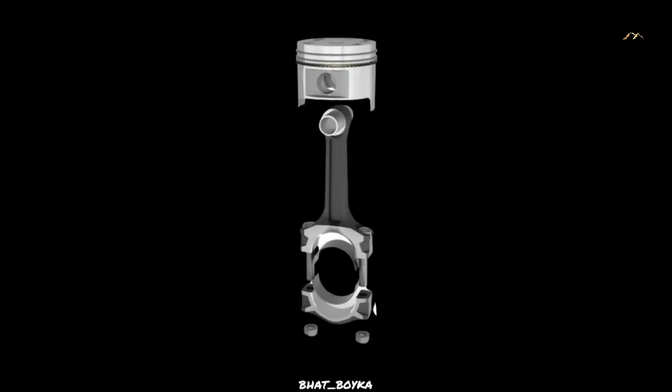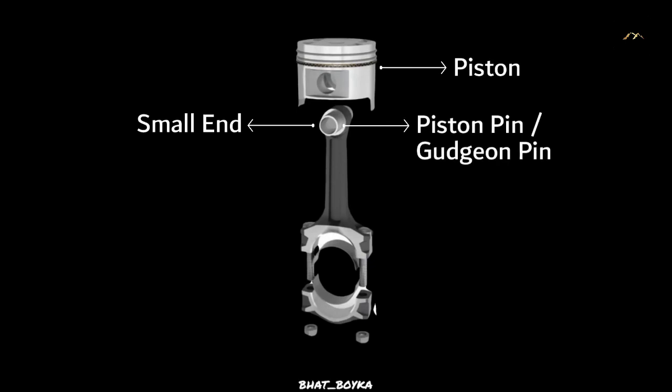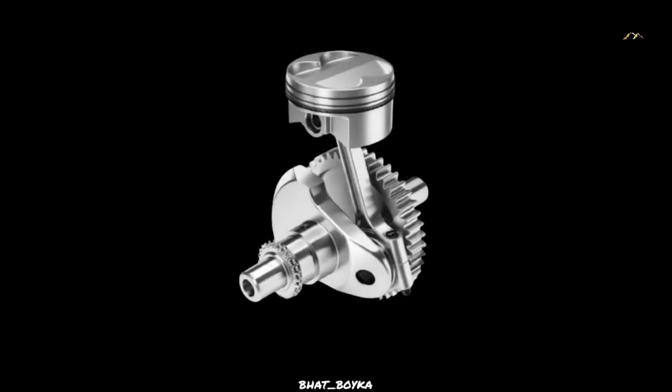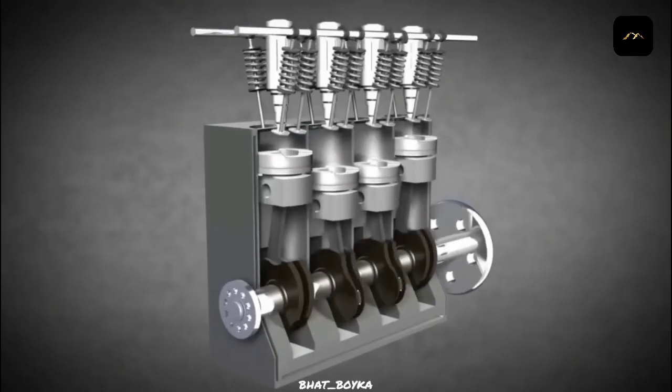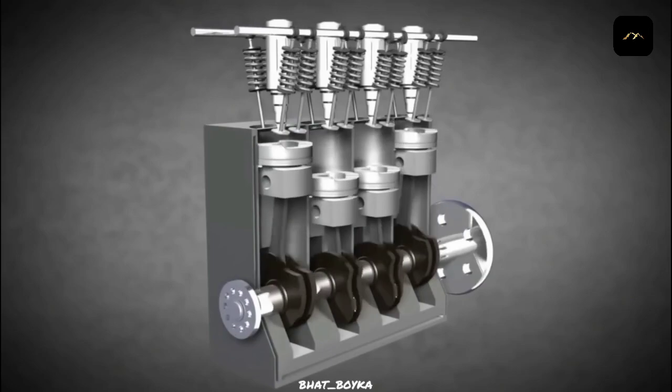The upper end of the connecting rod is called the small end, which carries the piston by means of a floating pin called piston pin or gudgeon pin. The lower end is called the big end of the connecting rod, which connects the crankshaft through the crank pin. Crankshaft is a mechanical component used by a piston engine to convert the reciprocating motion into rotational motion.